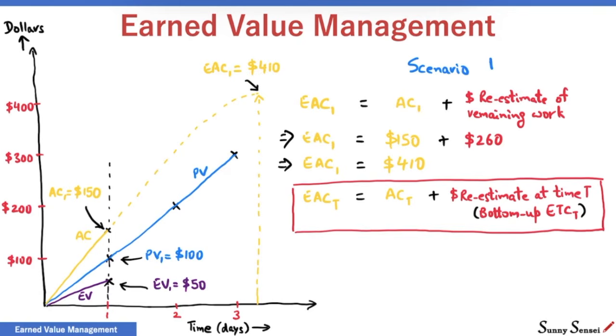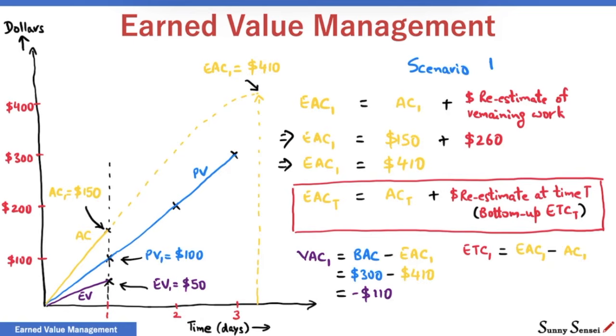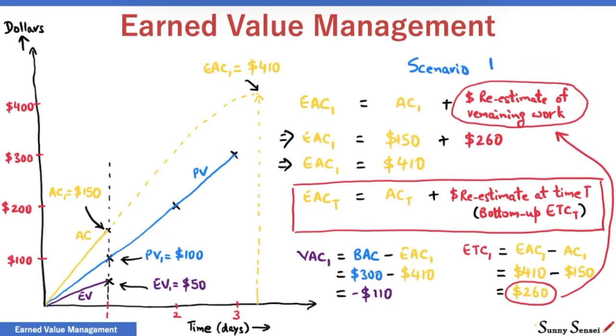Going back to the example, let's calculate the variance at completion. Variance at completion at the end of day 1 is simply the difference of BAC and EAC. BAC is $300, EAC is $410. So VAC at the end of day 1 is minus $110. Estimate to completion at the end of day 1 is EAC minus the actual cost. $410 minus $150. The ETC is $260. $260 is the re-estimated cost of the pending work.